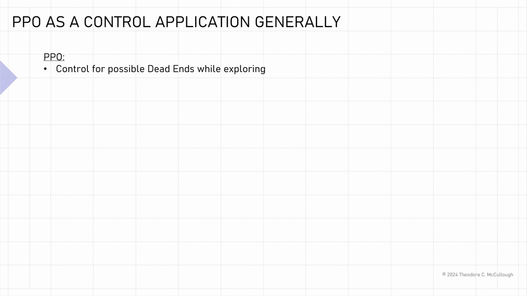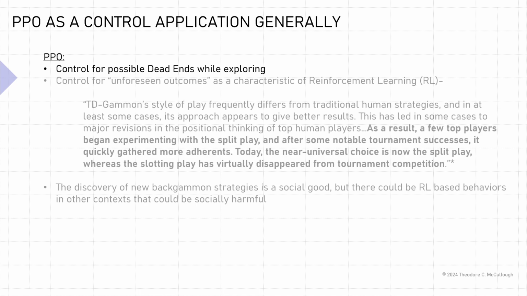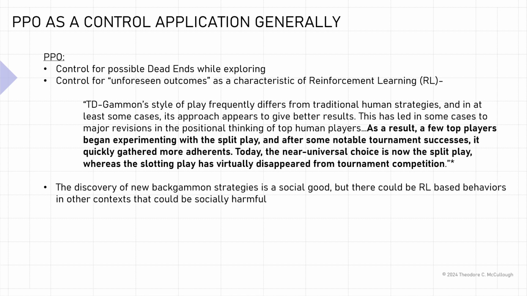So based upon the foregoing, it's clear that PPO is a control application used to really control for dead ends that can arise while exploring. However, another application of PPO is to control for unforeseen outcomes, as these are characteristic of reinforcement learning. Well, what do I mean? Well, one thing that's common to reinforcement learning is that you can have outcomes that were unforeseen. And these outcomes can be in the form of, for example, coming from new game strategies.